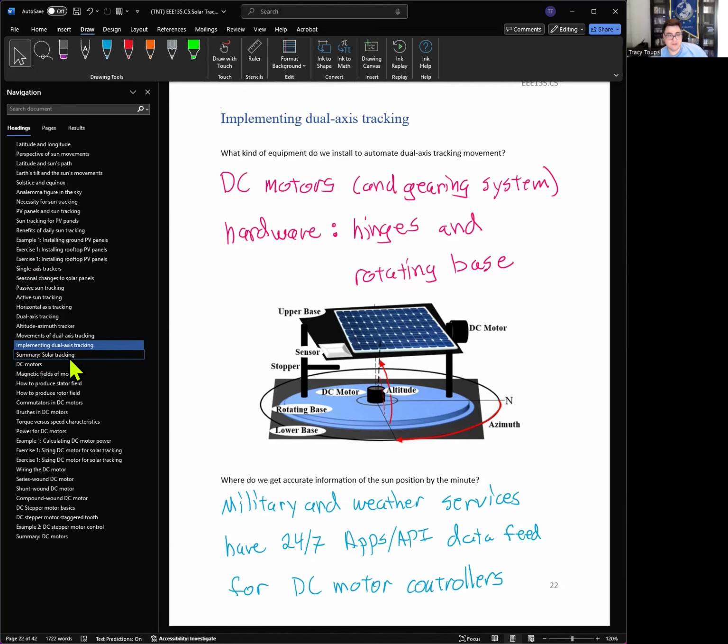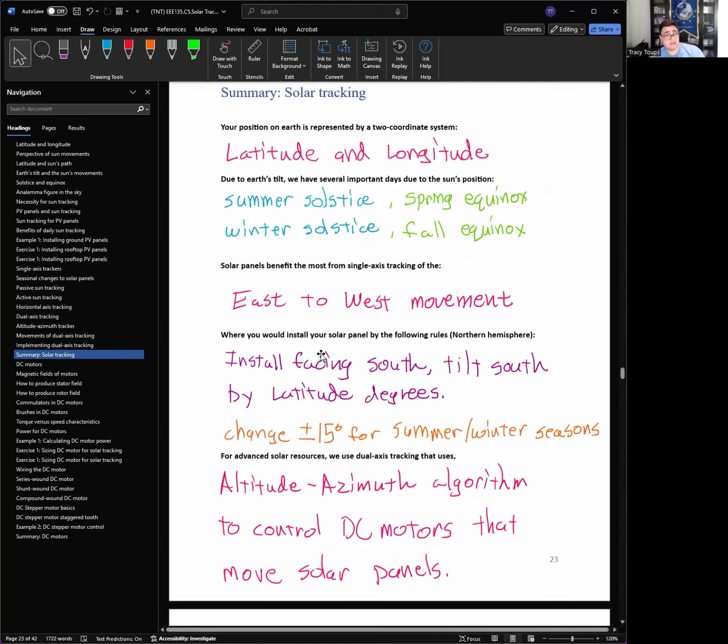Okay. So in summary, that's solar tracking, right? Number one, remember your position on Earth is represented by two coordinate systems, latitude and longitude. Due to the Earth's tilt, we have several important days due to the sun's position and seasons. We have summer solstice, which is the maximum angle tilt to where we're facing the sun directly in the summer. In the winter is another maximum of the Earth's tilt, where we're facing the farthest away from the sun, called the winter solstice. Spring and fall equinoxes is when the sun is directly at the equator, to where in the northern hemisphere we're kind of in the middle.